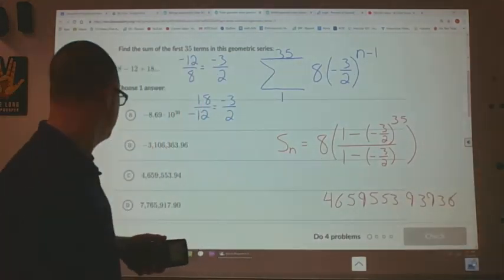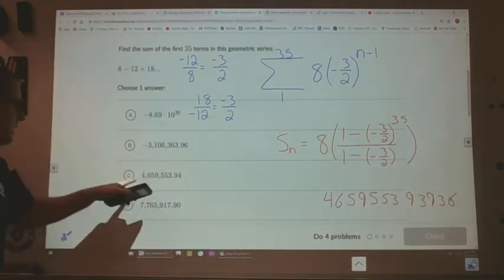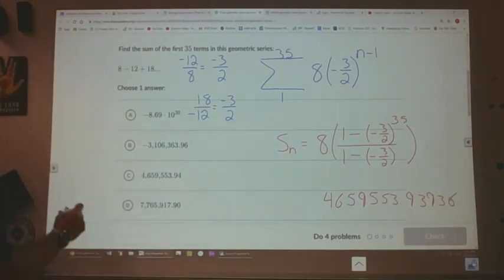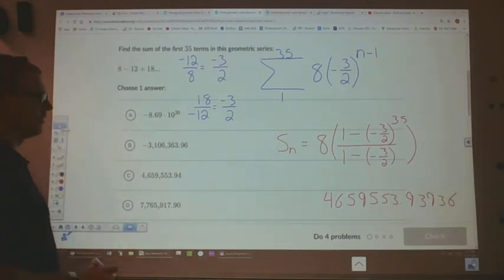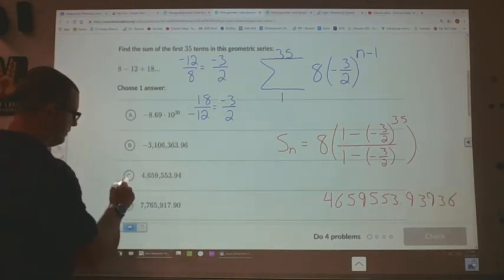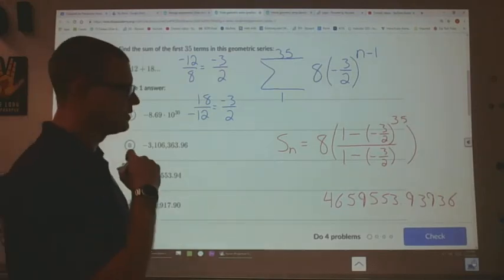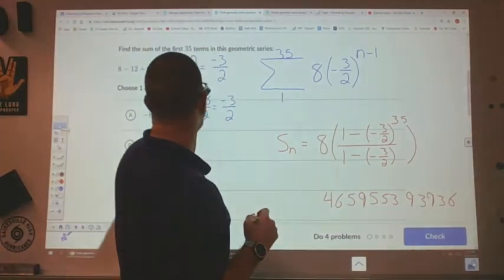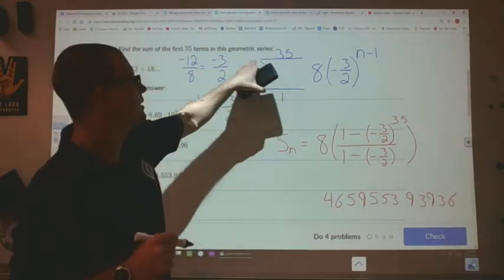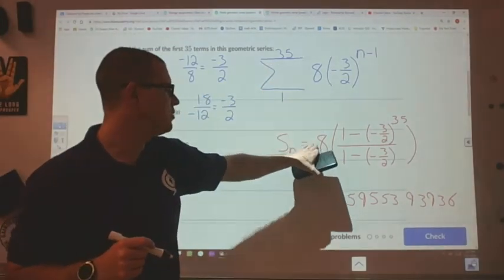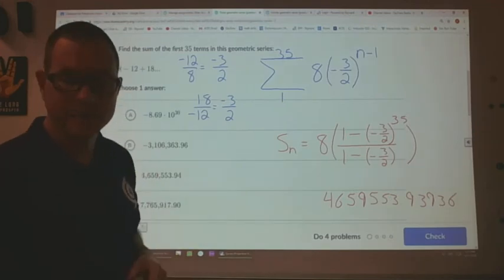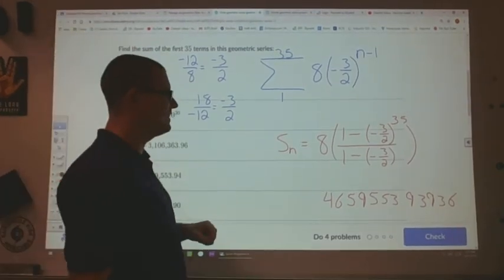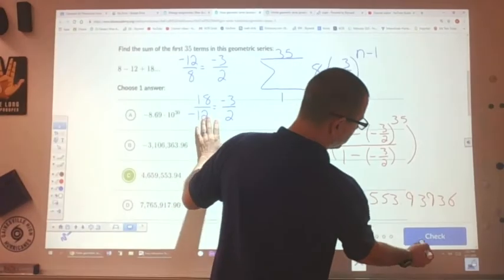4655953.9396, which is C. Granted, they could have given us a little bit nicer numbers to verify that the formula works, but that's all right. We'll deal with it. But again, I used the formula. I rewrote my information in that summation notation and then used that to go to my formula and then just worked my formula down. Granted, the computations were not the nicest, but it's doable.